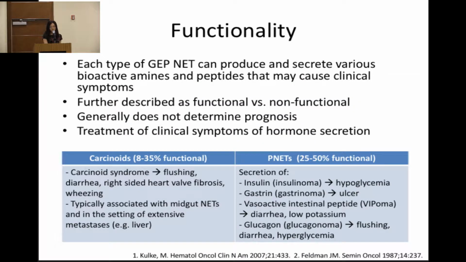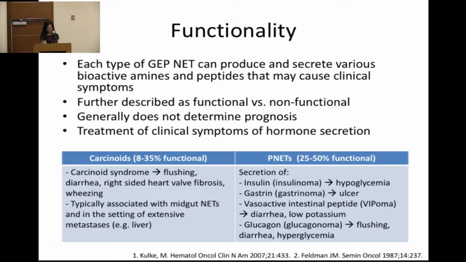So each type of GEP NET, as you know, can produce a variety of different bioactive substances that can cause symptoms. And the morbidity of this disease relates as much to the clinical symptoms as to the spread and the metastases. So each tumor can be described as functional versus non-functional. And this is a table showing the different syndromes that can happen.